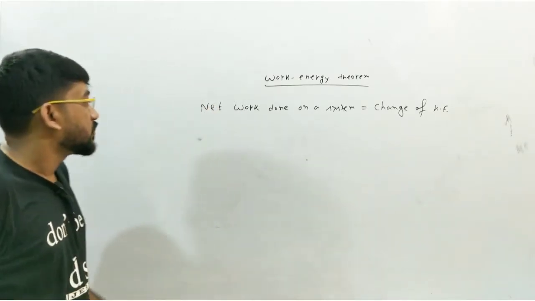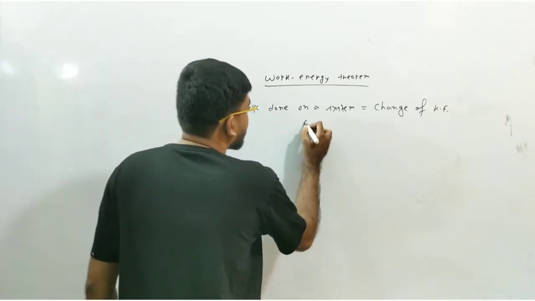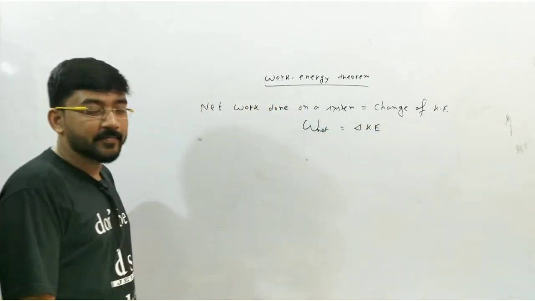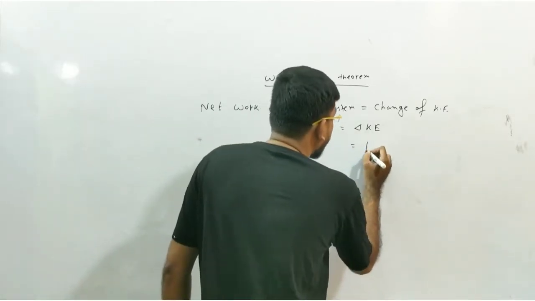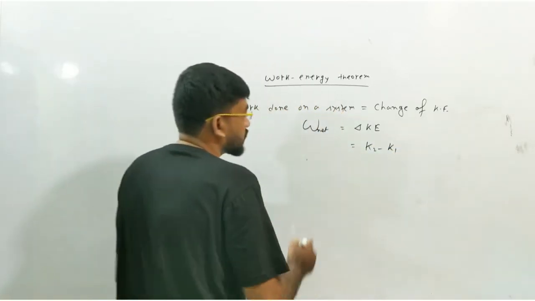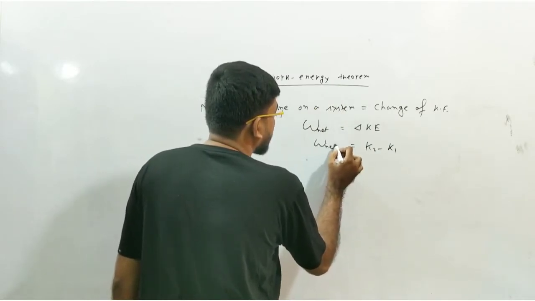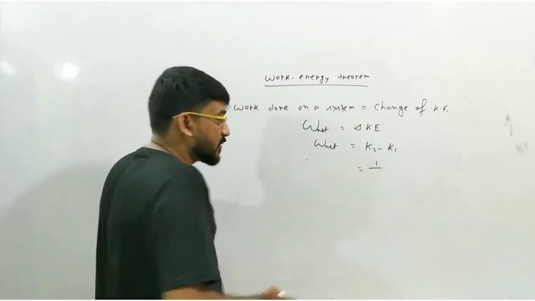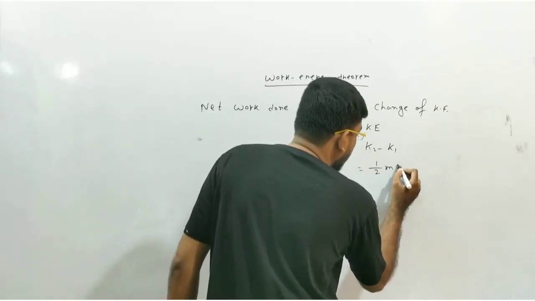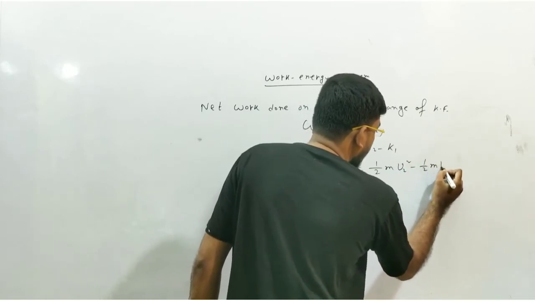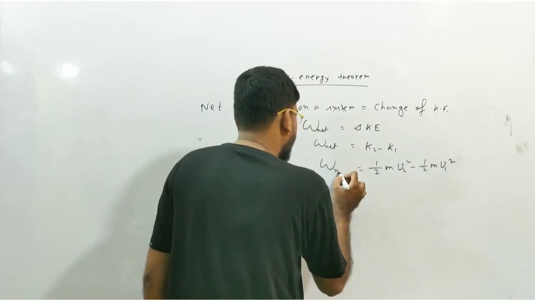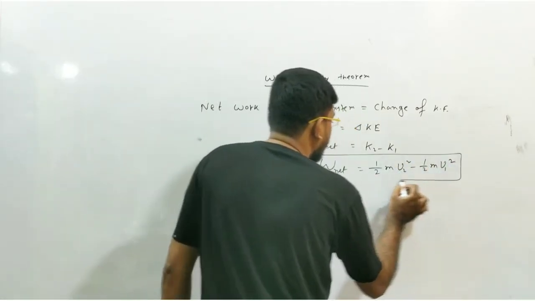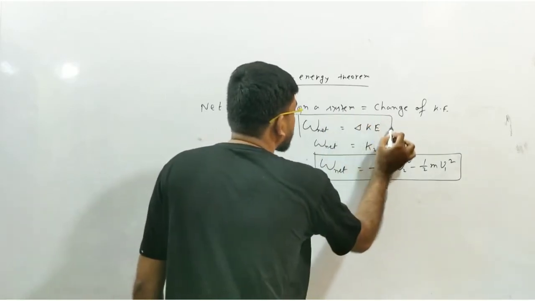So the net work done can be denoted like this: W net, and that is equal to delta KE. That means the change of kinetic energy, and delta KE is sometimes written as K2 minus K1. Because you know kinetic energy K is equal to half mv square, the corresponding K2 will be half m v2 square minus half m v1 square. So this is W net, the net work done acting on a system, and this is equal to the change in kinetic energy. You can write it in this way also or in this way also.